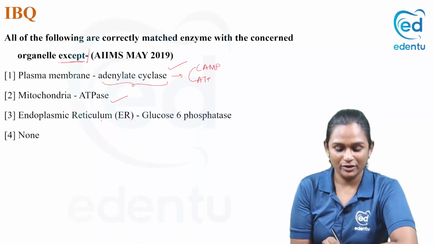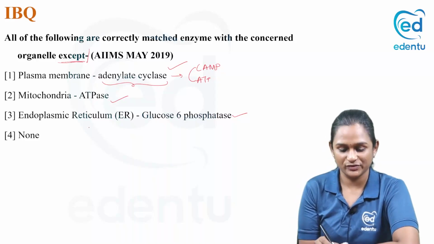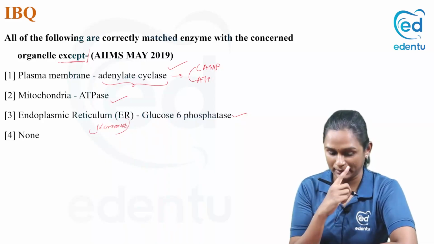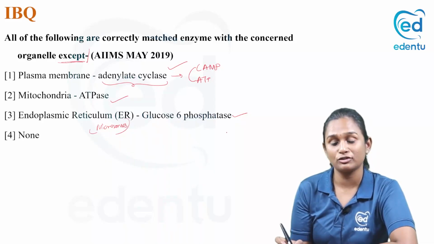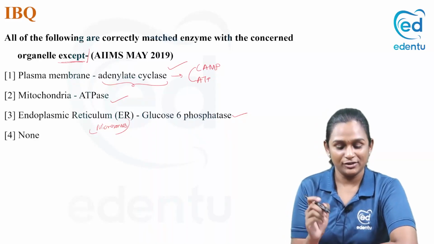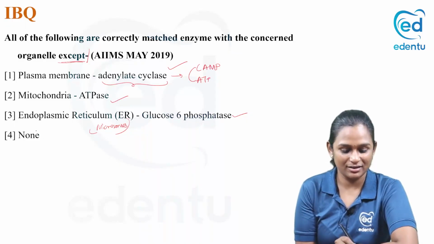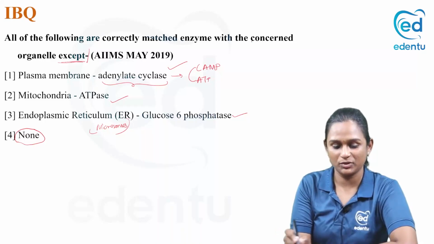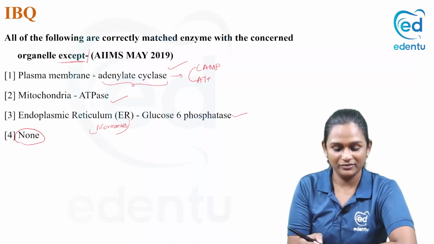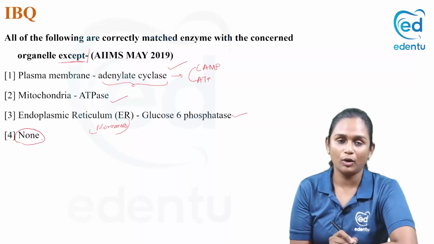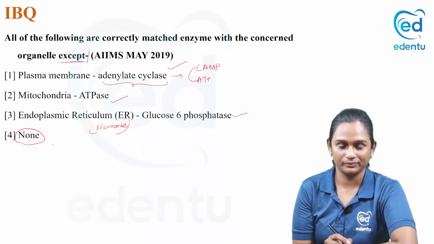The next is endoplasmic reticulum and glucose 6-phosphatase. They can also ask as microsomes. So either microsome or endoplasmic reticulum. Yes, for endoplasmic reticulum, the marker enzyme is glucose 6-phosphatase. If you see here, all the options are right. So here the right answer is none. All of the following are correctly matched enzyme with the concerned organelle except; everything is correctly matched, nothing is wrongly matched. So the right answer here is none.